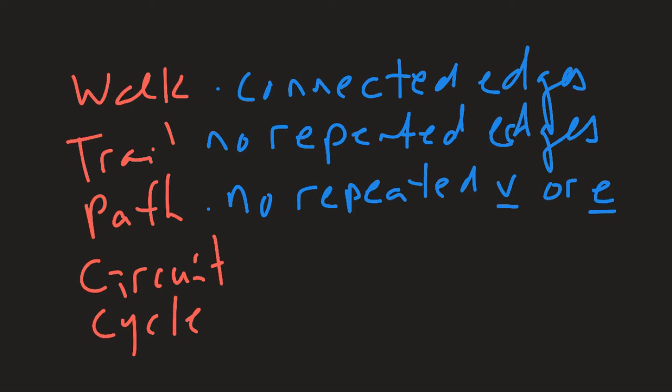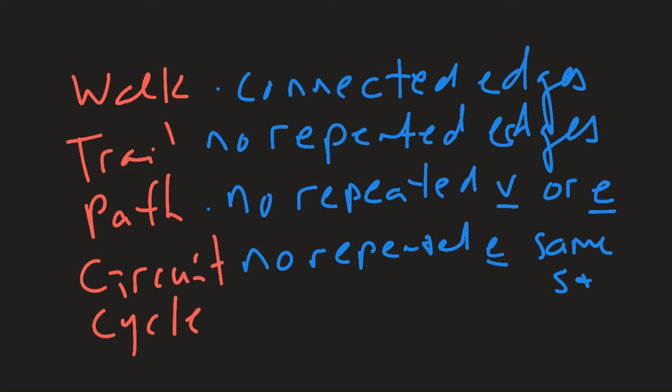A circuit has no repeated edges and starts and ends at the same vertex. So no repeated edges, the same start and end. With a cycle, it has no repeated vertices, and they have the same start and end as well. I'm going to run out of room, same start and end.